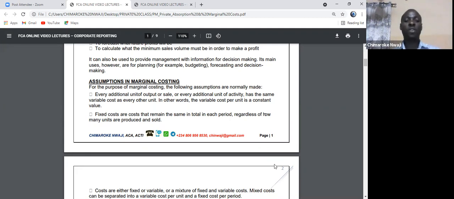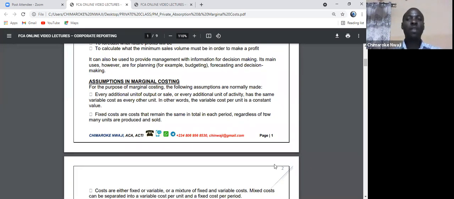Now look at fixed cost. In marginal costing assumption, fixed costs are costs that remain the same in total in each period, regardless of how many units are produced. Now you see that fixed cost is acting in the opposite direction as variable cost. While variable cost varies in total terms, fixed cost is fixed in total terms.